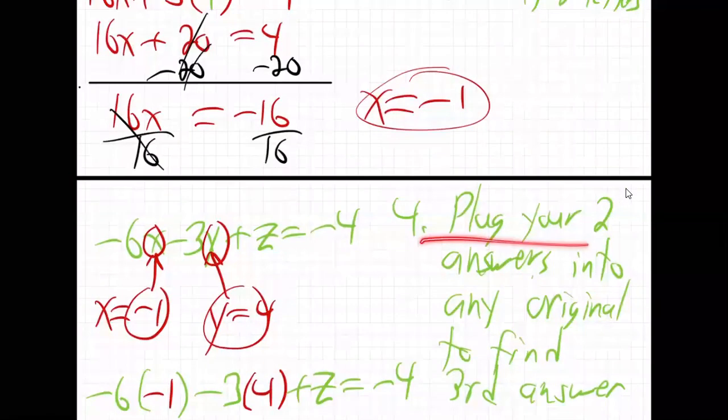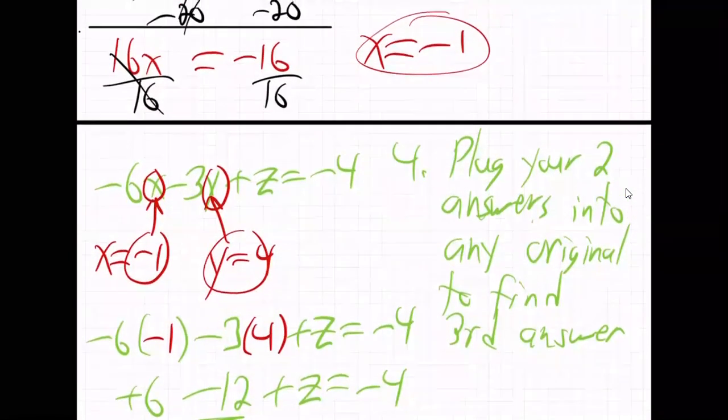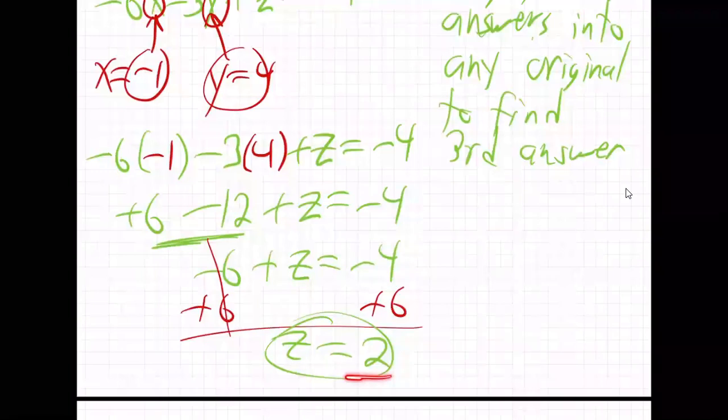Then finally, step 4, all the way back, any original, grab one of the ones from the original, plug in the x and the y, got z. So there we go.